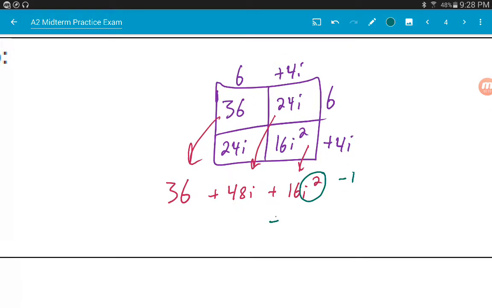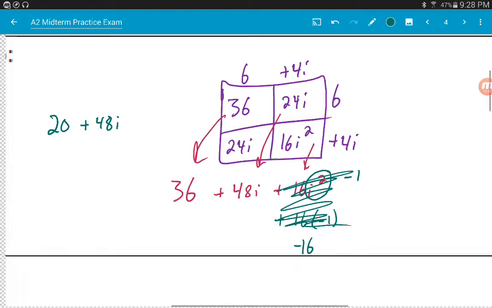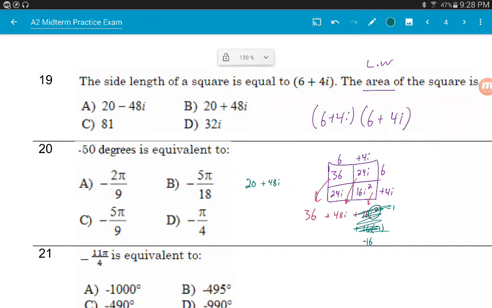So if I substitute this in, I get plus 16 times negative 1, which is the same thing as minus 16. So I can ignore this whole term, and it just becomes minus 16. 36 minus 16 is 20, so my final answer would be 20 plus 48i, which is choice B.